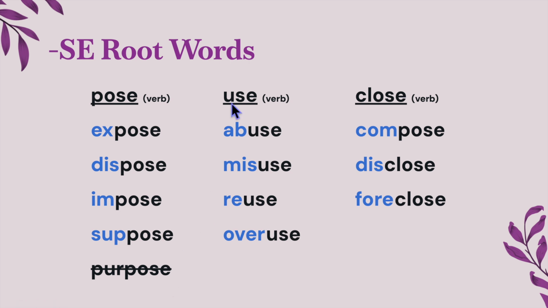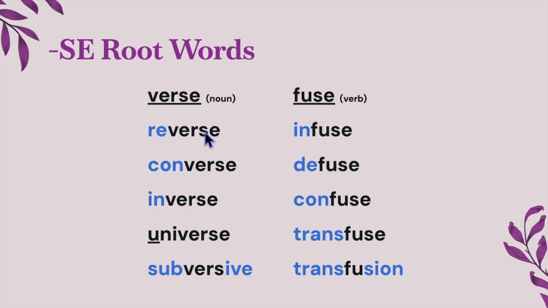Here we have the verb use where S has the Z sound. This is different than the noun form of the word use. So here with the verb use, we can add prefixes. We have abuse, misuse, reuse, and overuse. Here's the verb close, like I am going to close the door. Compose, disclose, foreclose. Here is the word verse, which is a noun.